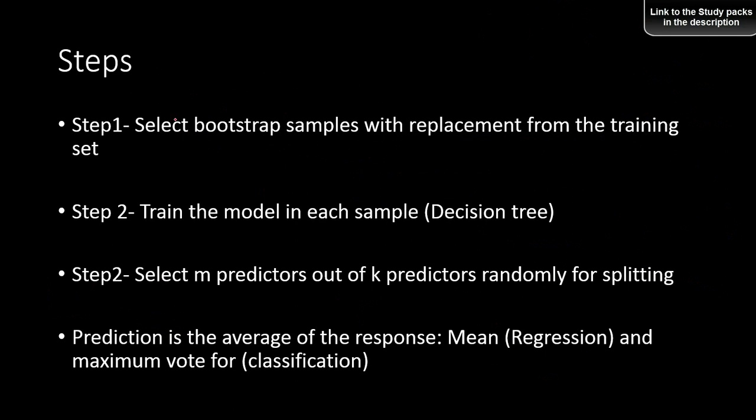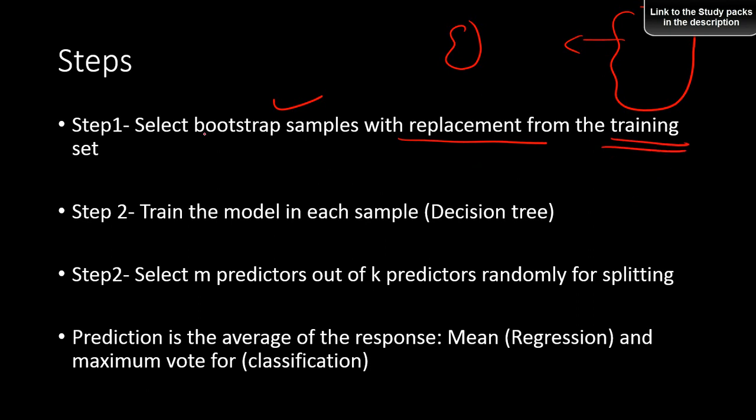So what are the steps we follow? We select a bootstrap sample, the smaller sample I told you, from the bigger sample with replacement, and we call that a training sample. There will be several such training samples, and we train a decision tree model in each sample. Then select m predictors out of k predictors. If the total number of predictors available to us is k, we just select m out of it, and we do that randomly for splitting, in the sense of building the model for classification, let's say.